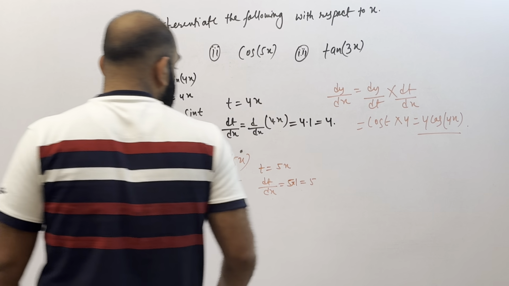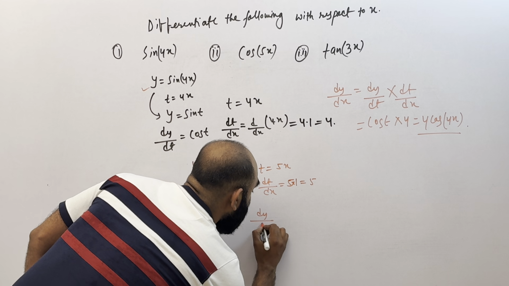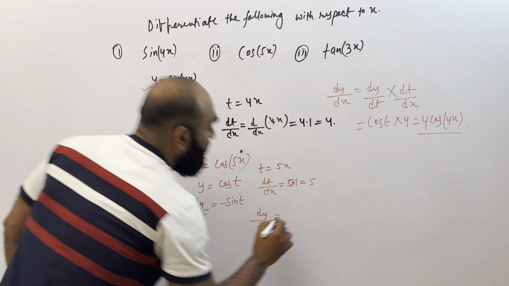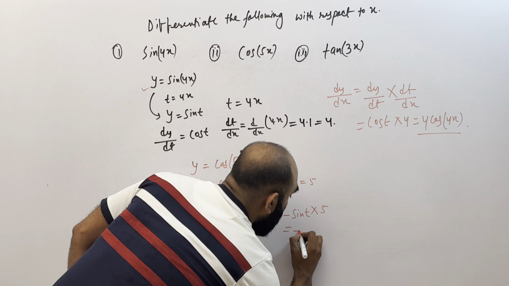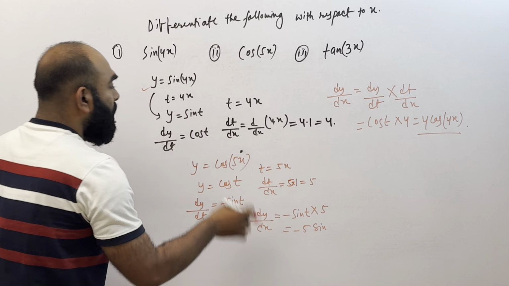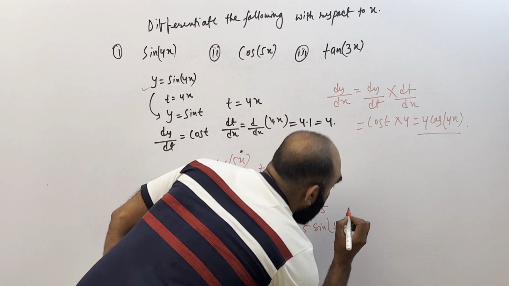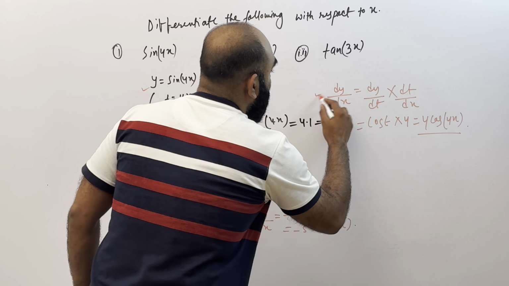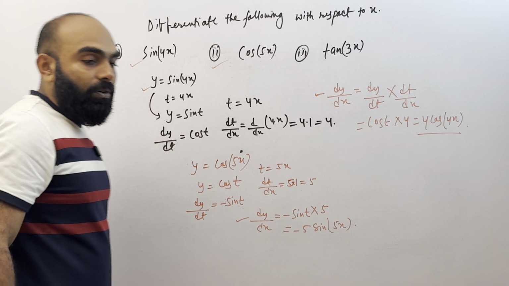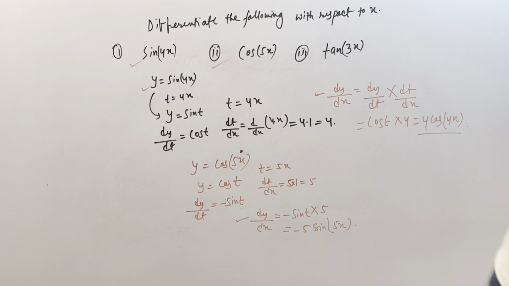Same thing I will do here also. We are interested in finding dy by dx. What I will write is dy by dt, that is minus sin t, into dt by dx, that is 5. So now it is minus 5 sin, and I have to replace this t with 5x. So this is dy by dx for the second given function, and this is dy by dx for the first function, that is sin of 4x. Now tan 3x is your homework. Tan 3x is your homework.